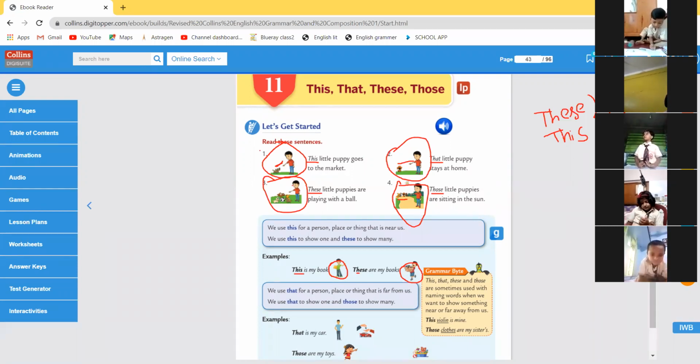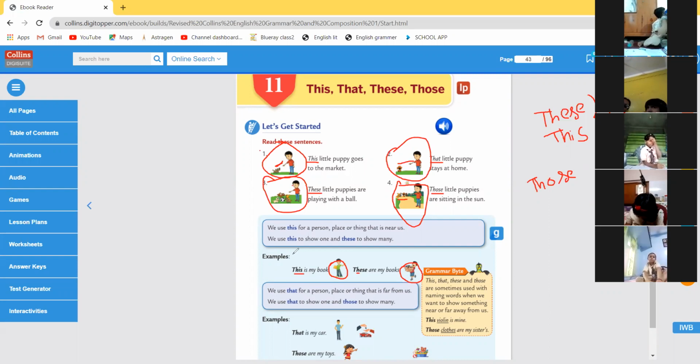But I can see that in most of your bedrooms, on the wall, there are lots of pictures. So you can tell me, ma'am, those are pictures, those are photos. Why will you use THOSE, those? Because the objects are far from you. THOSE, those are photos. Yes, those are photos.